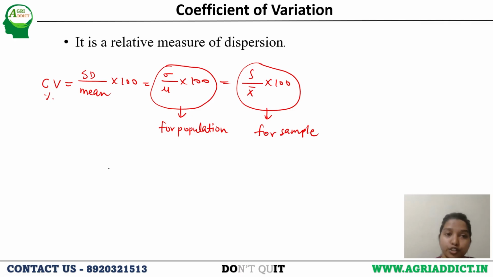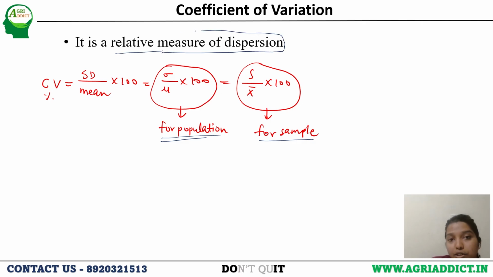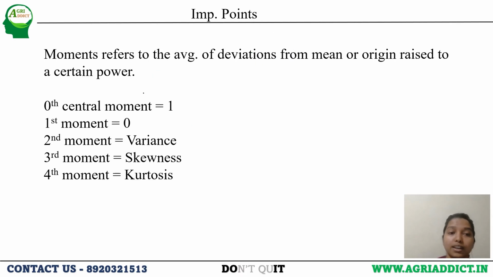Next slide is for coefficient of variation. Coefficient of variation is standard deviation by mean into 100. If we are calculating it for population, then it will be sigma upon mu into 100. If we are calculating for sample, then it will be denoted by this symbol divided by x bar into 100. And it is the relative measure of dispersion. It is the most widely used relative measure of dispersion. It's important.